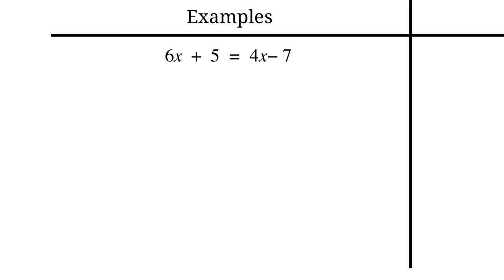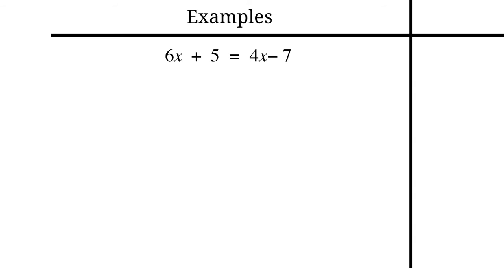Now, if you notice here in this equation, we have a term with an x on both sides of the equation. And what we need to do here is we need to combine them. We need to combine like terms. So we're going to combine all of our terms with the x together, and we're also going to combine all of our terms with the constant numbers together.